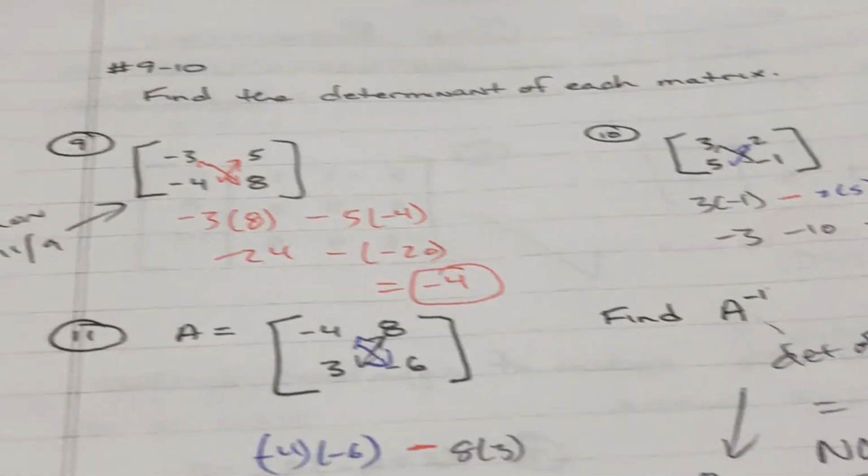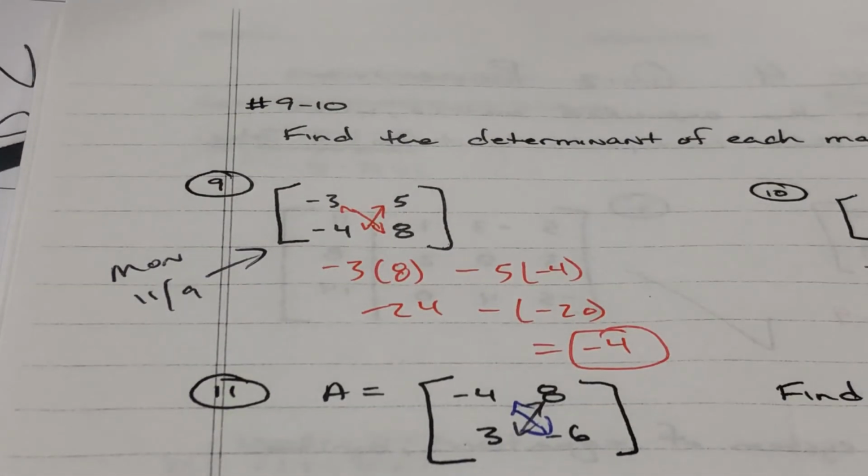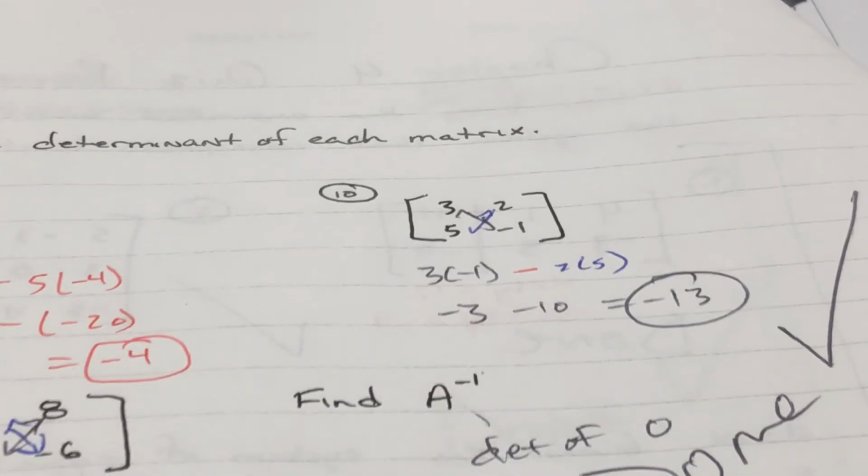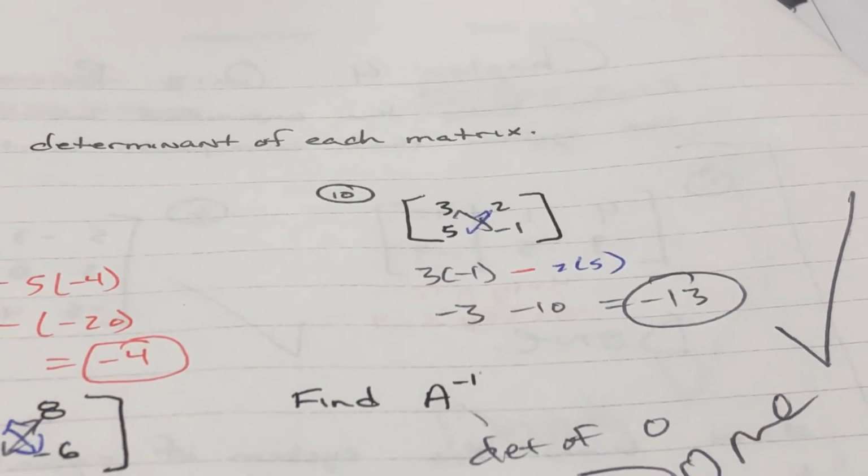Number 9 and 10, find the determinant. Again, a 2 by 2 is easy. Difference of the cross products. It would take too much time to type it in and let your calculator do it. -3 times 8 minus 5 times a -4. It's just a single number. Easy peasy. On 10, 3 times a -1 minus 2 times 5.